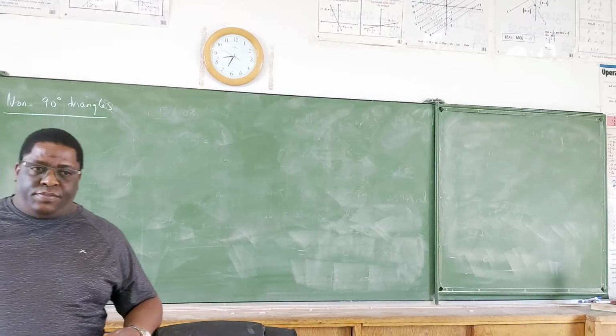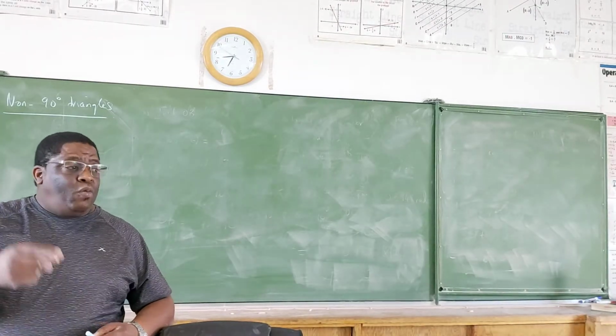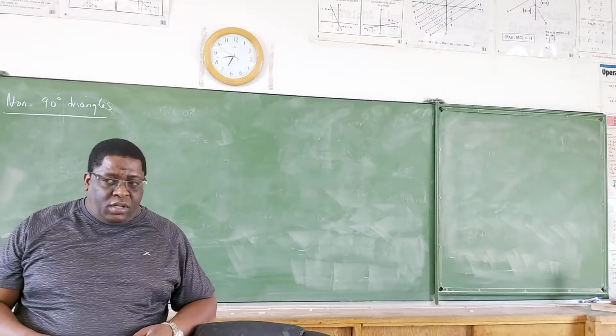Non-90-degree triangles. Just a crash course on the extra formula. Hopefully you guys can also recall these formulas, right?